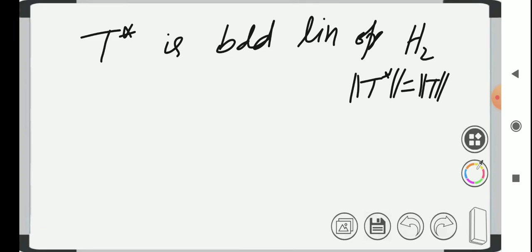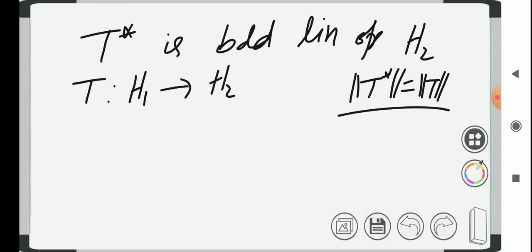Firstly, let me show that this operator is unique. Then we will show that its norm is the same as the norm of T. Suppose we already have T, a linear operator defined on Hilbert space H1 into H2, and corresponding to this we define T star. We showed the existence of T star from H2 into H1. Now we will show that this T star is unique.